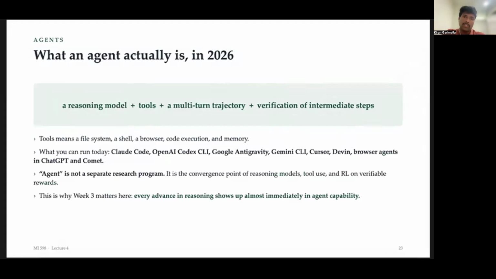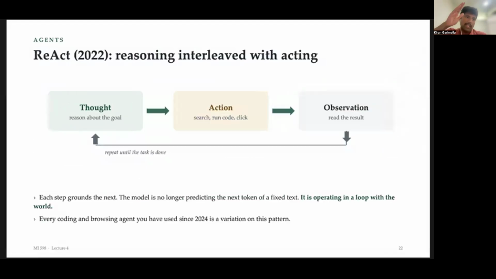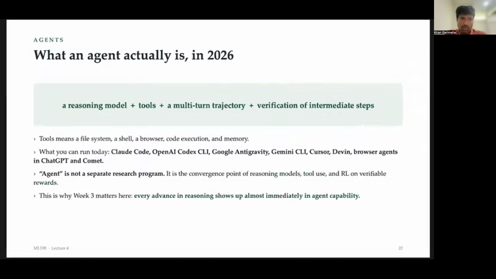So in 2026, which is where we are currently, most of these models are just a reasoning model plus some tools plus some multi-turn trajectory plus verification of intermediate steps. Basically, again, a reasoning model, which is thinking, taking action, which is these tools, and then some sort of verification of intermediate steps. So the tools means a file system, a shell, a browser, code execution, memory, things like that.